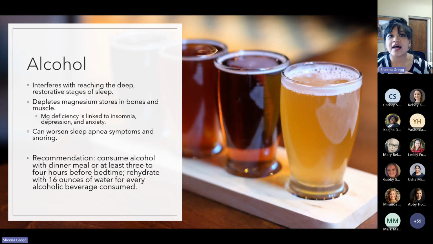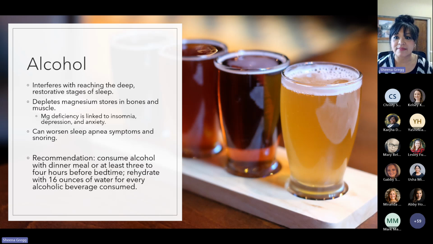One thing that's happening here is it's going to deplete our body's magnesium stores in the bones and muscles. And so if we end up having a magnesium deficiency over time, that can be linked to insomnia, depression, and anxiety. It can also worsen sleep apnea symptoms and snoring. And of course, that's affecting sleep quality.